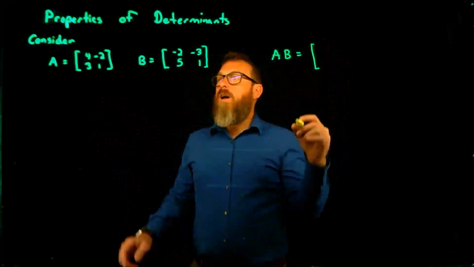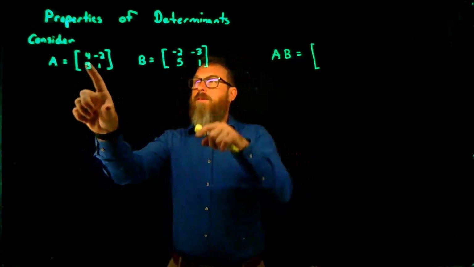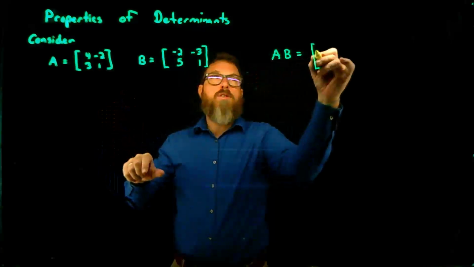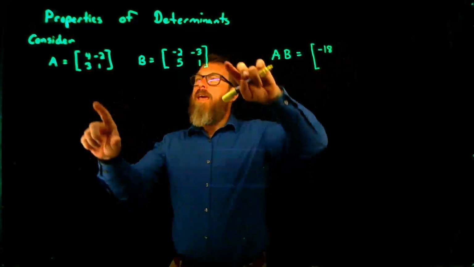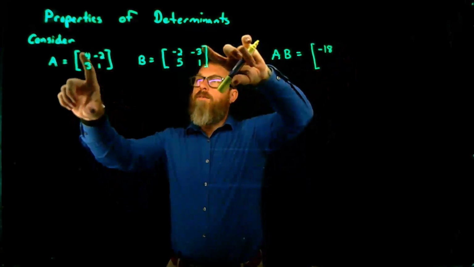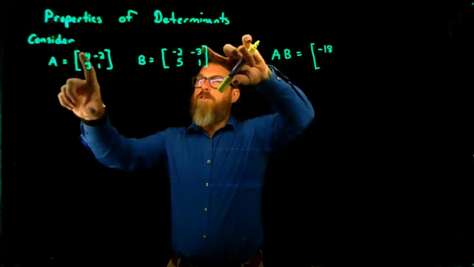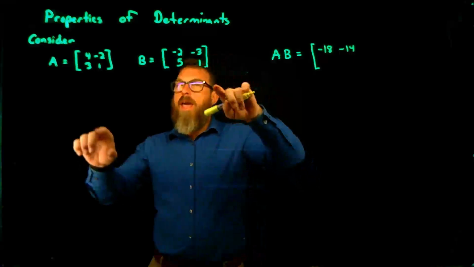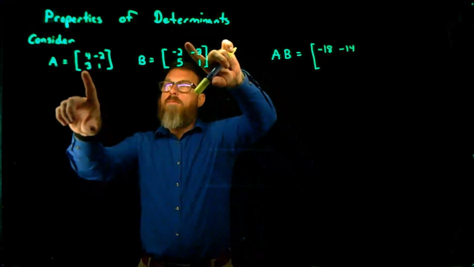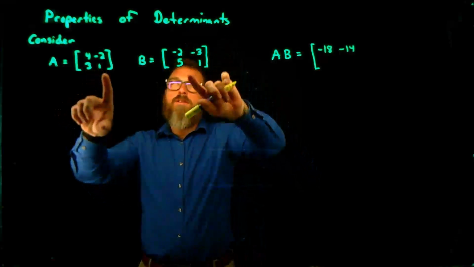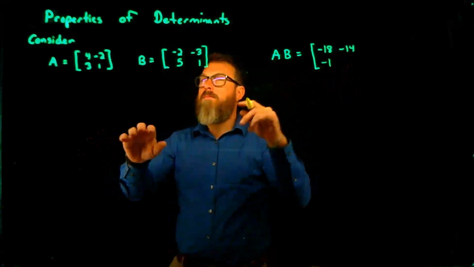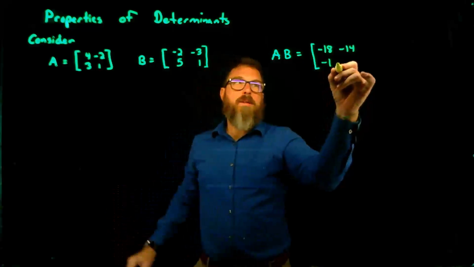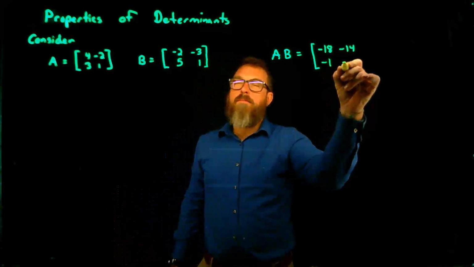When I multiply the first row by the first column, I'm going to have 8 minus 10, which is minus 2. For the first row, second column, I'm going to have minus 12, minus 2, which is minus 14. Second row, first column, so minus 6 plus 5 is minus 1. And minus 9 plus 1 is going to be equal to minus 8.